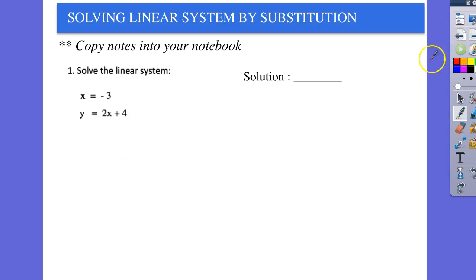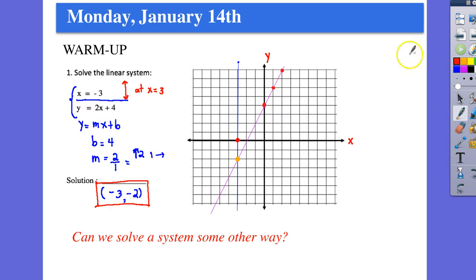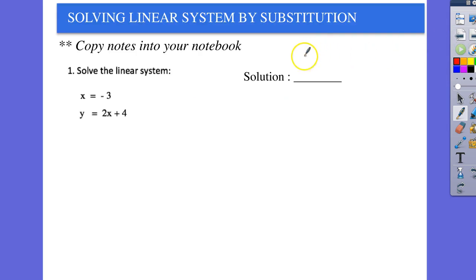Let's try to solve the first problem that we got here. Remember, we got -3, -2. So let me put it right here: -3, -2. Let's see how we are going to solve this system by substitution. Okay, so you are given the system. It's the same equations we had earlier.